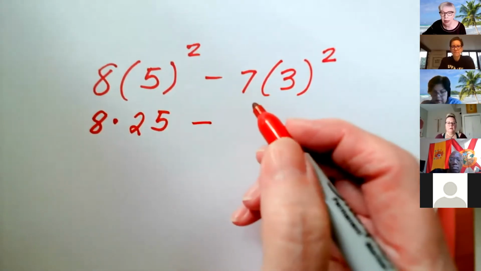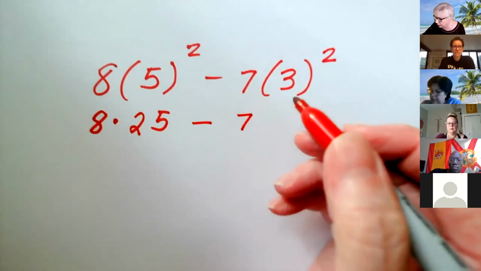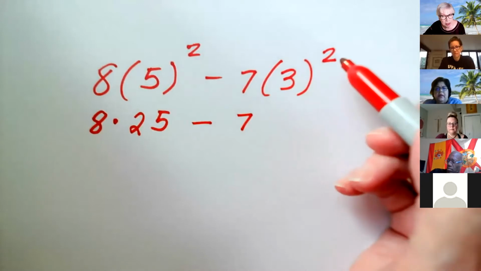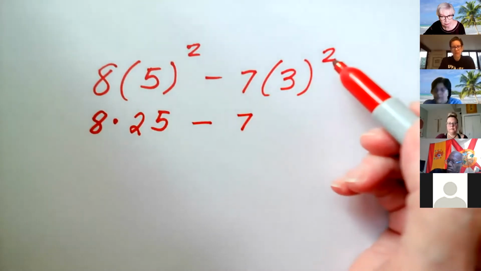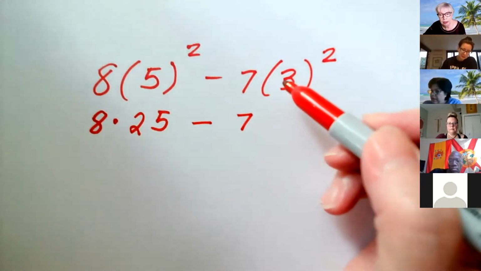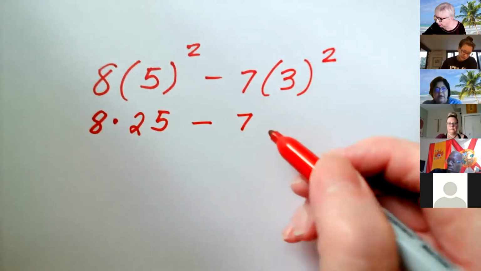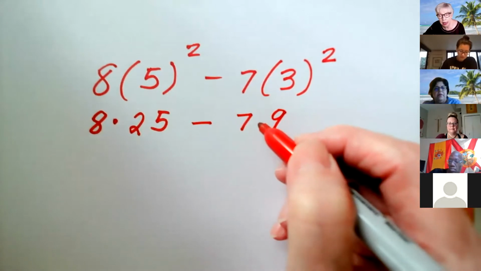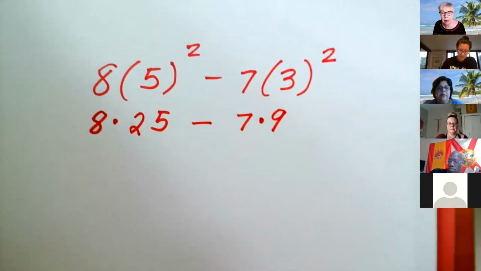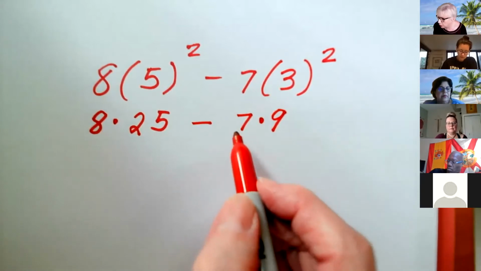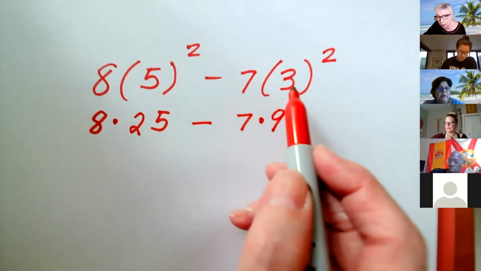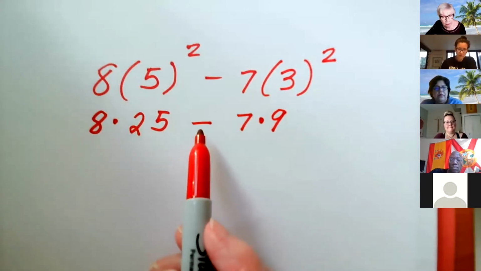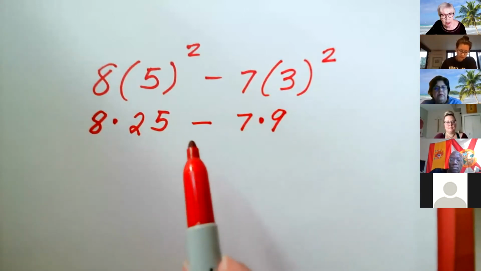I'm going to copy the minus. I'm going to copy the 7, but now I'm down to 3 squared, and it's only the 3 that's being squared. So 3 squared, 3 times 3 is 9. Now I've got to put something here, either a dot or parentheses, so that I'm clear these two are multiplied. The subtraction is last, so multiplication is the next.